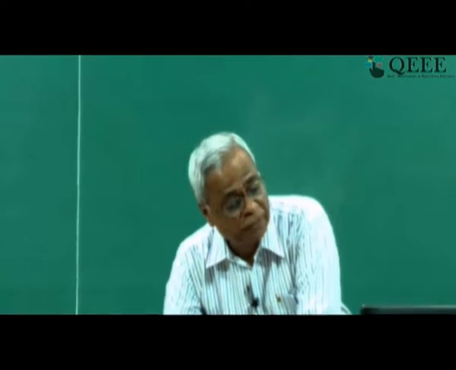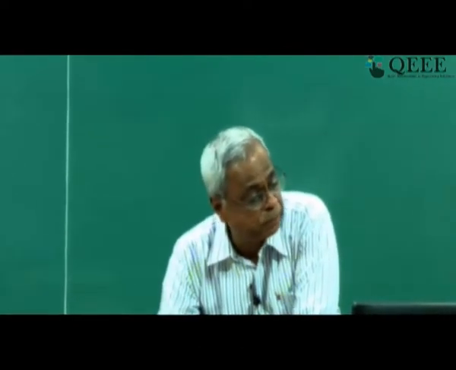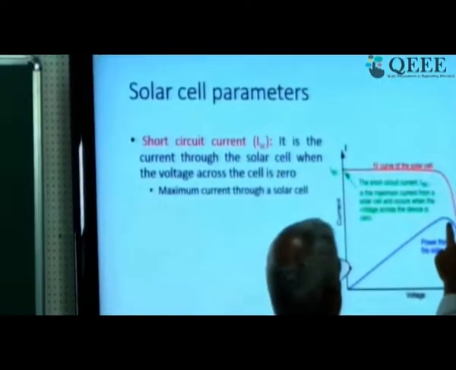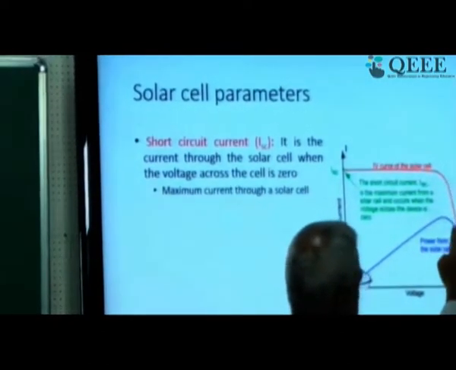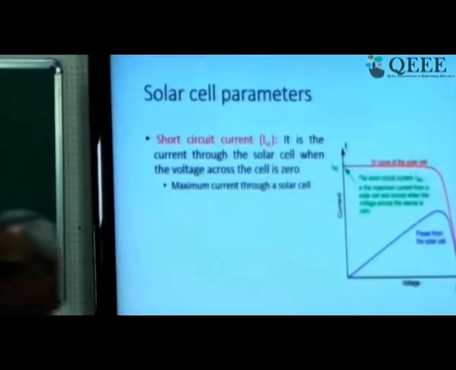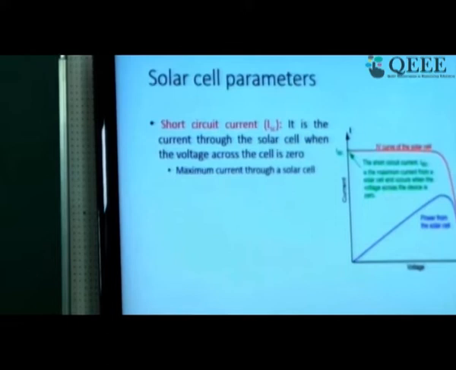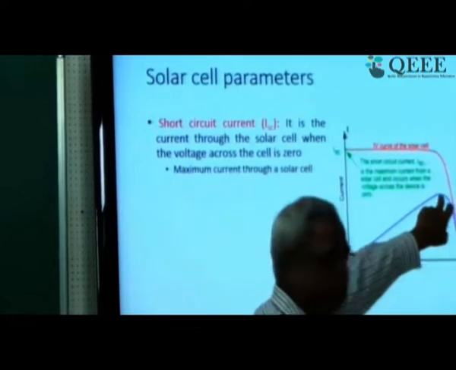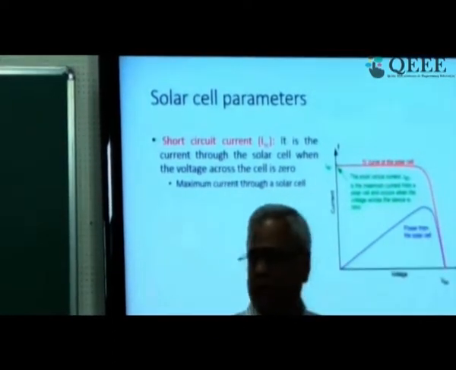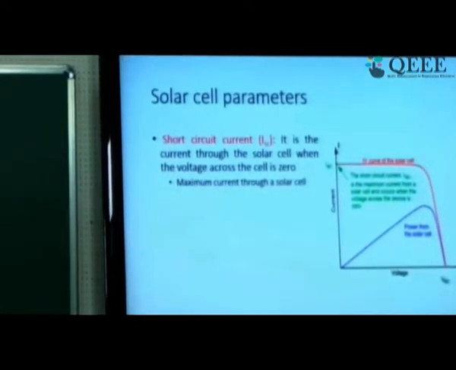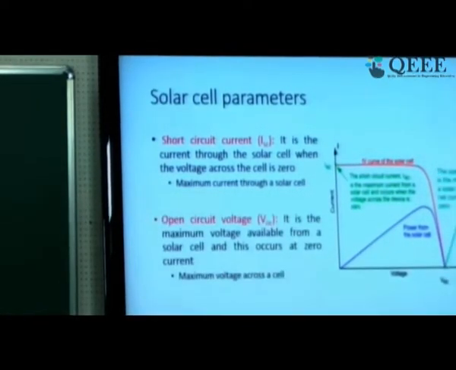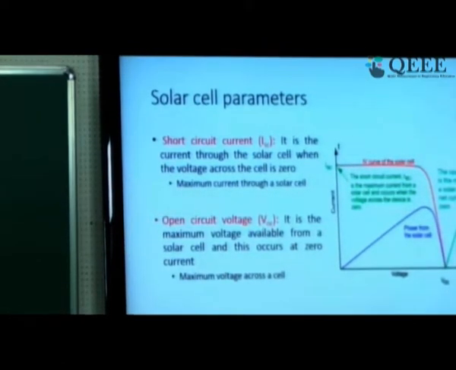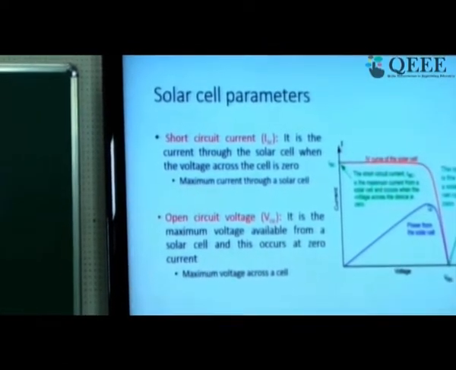After this point, once I reach this point, what happens? The current is going to suddenly go down. So if I increase the voltage more, the power will also go down. So as a result, the power from the solar cell is a curve something like this. And if you see, the maximum power point is this particular point. This is the maximum power point. So this is the open circuit voltage, and this is the maximum power point.